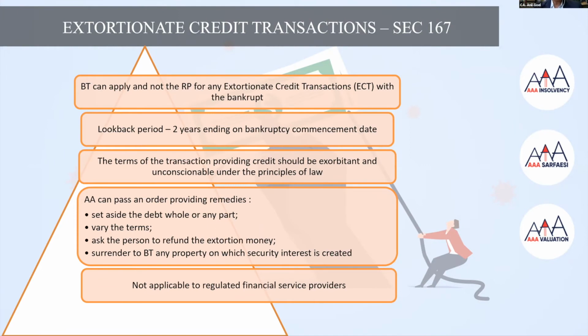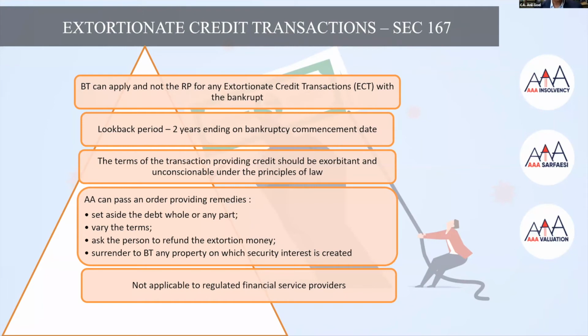The terms of the transaction providing credit should be exorbitant and unconscionable under the principles of law. The adjudicating authority can pass an order, in case we file an application, to set aside the debt or change the terms and conditions to something a little more reasonable. It can also ask the person to refund the extortion money and surrender any property to the bankruptcy trustee.